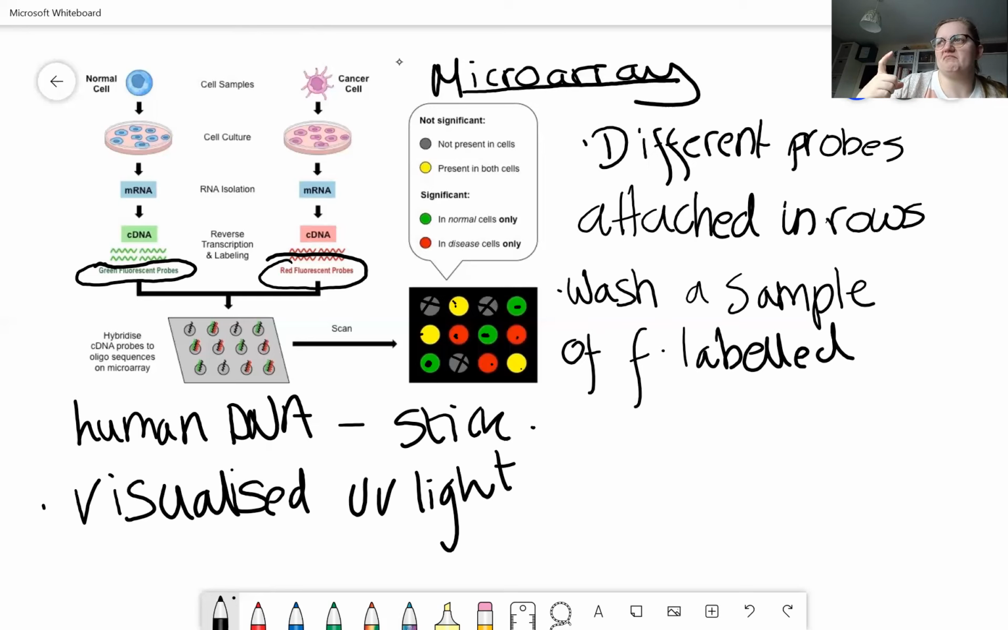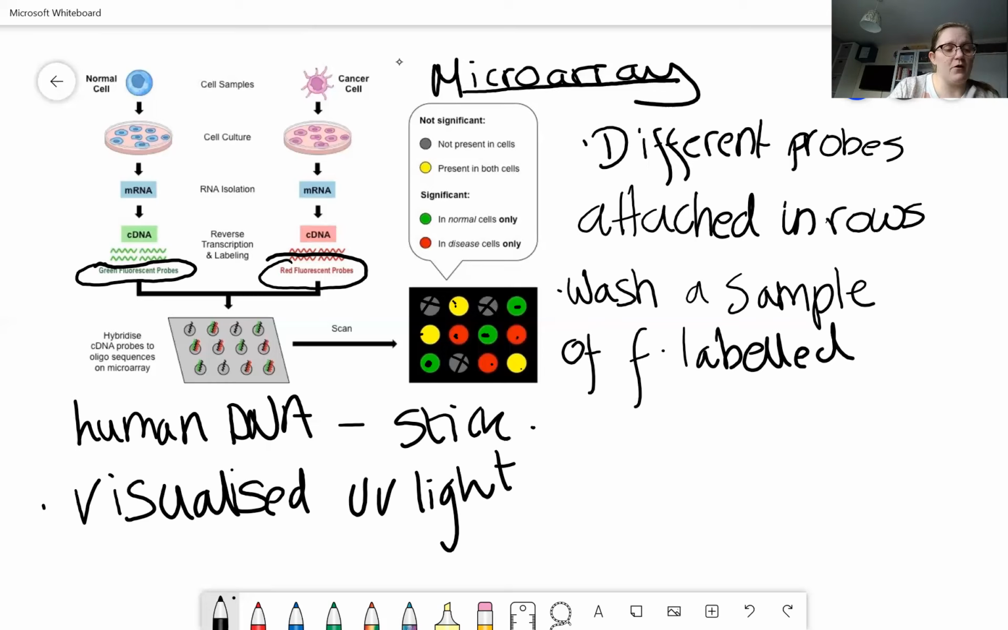You get basically a square with lots of circles on in different colours, and then you have to understand what those different colours mean to understand what's happening. Great thing about microarrays is that we can attach more than one probe at a time, so we can look for more than one allele at a time.